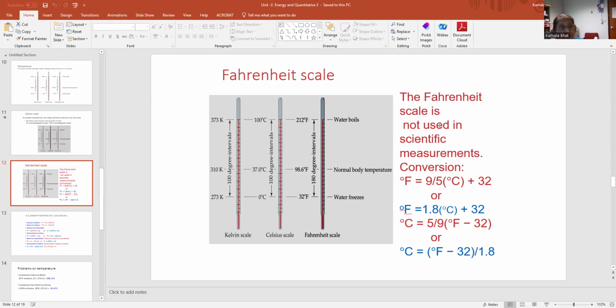On the other hand, if you want to come from Fahrenheit to Celsius, then first we have to subtract 32 from the degree Fahrenheit and then divide that number by 1.8 or multiply it by 5 by 9. Either way, you will get the same answer.